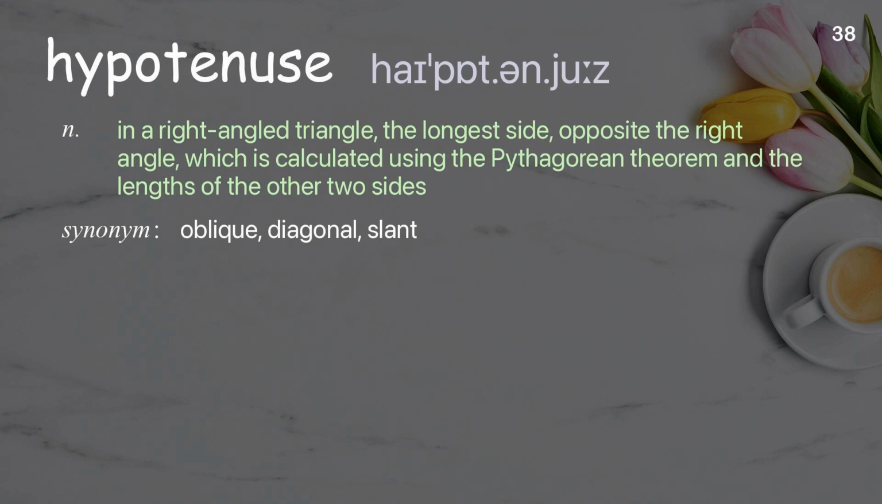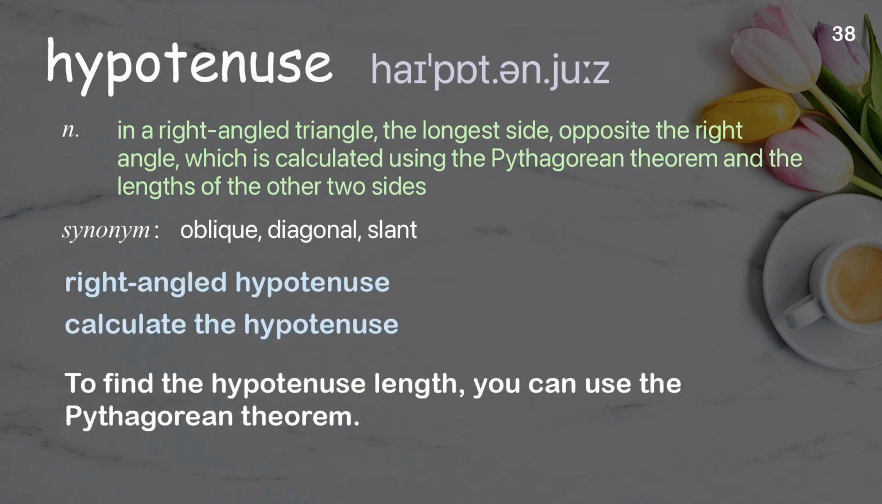Hypotenuse. In a right-angled triangle, the longest side, opposite the right angle, which is calculated using the Pythagorean theorem and the lengths of the other two sides. Examples: Right-angled hypotenuse. Calculate the hypotenuse. To find the hypotenuse length, you can use the Pythagorean theorem.